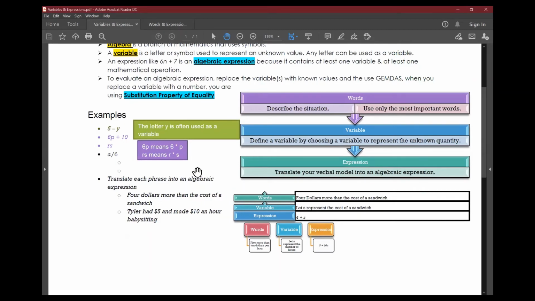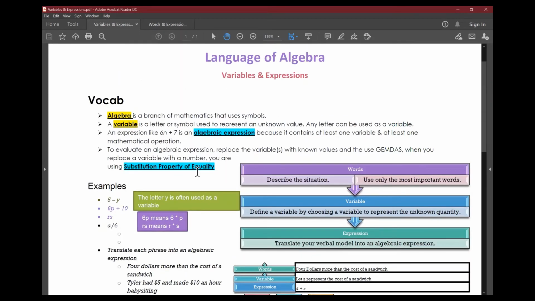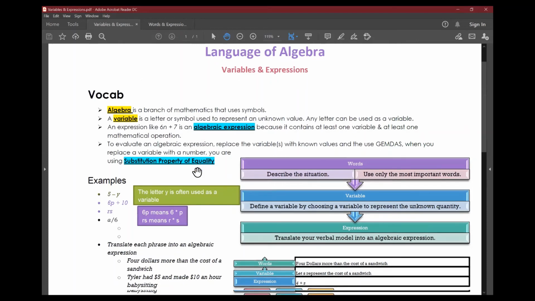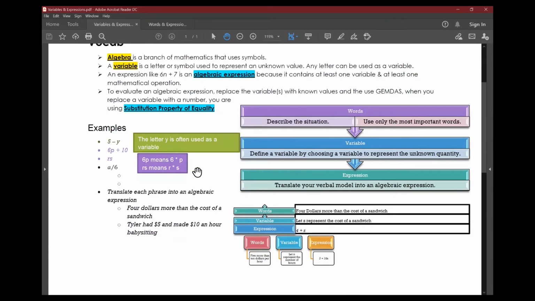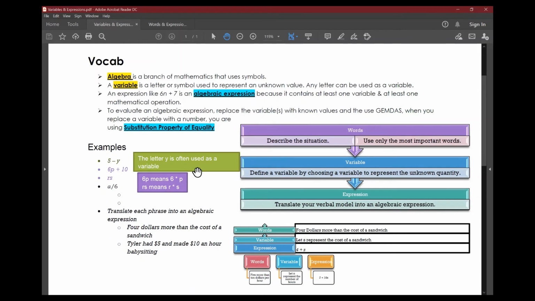You can screenshot this, take a picture, whatever you need to do to keep this info handy. Okay. Take a minute to write all this down. I'll take a picture.